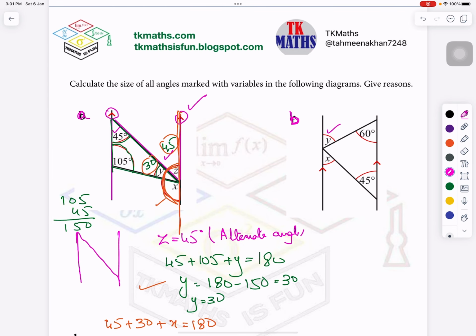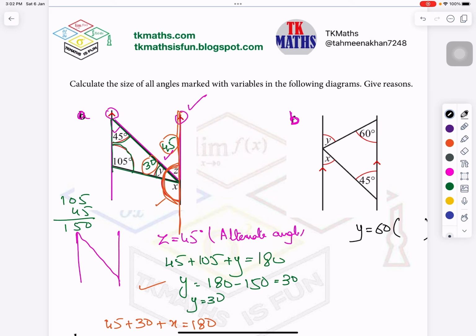In part B, y is very easy. Why is it easy? Because I can see this line and this line is parallel, right? So if you see here, it is forming z here. Yes or no? It is forming z here. So y is equal to 60. So let me write here. And I will write the property alternate angle.